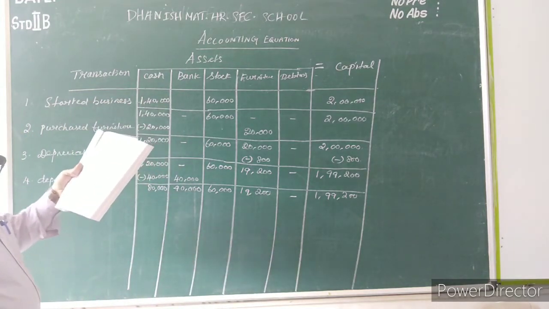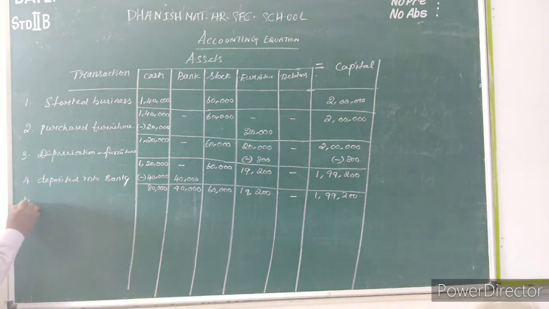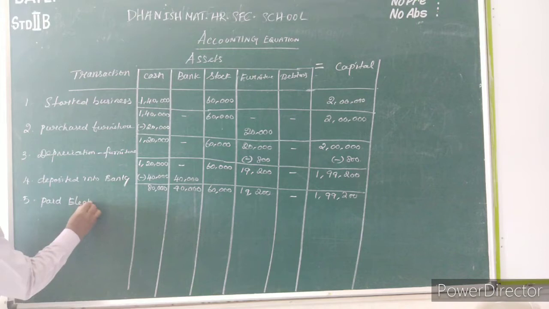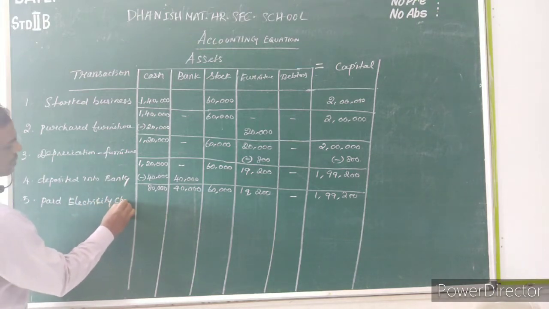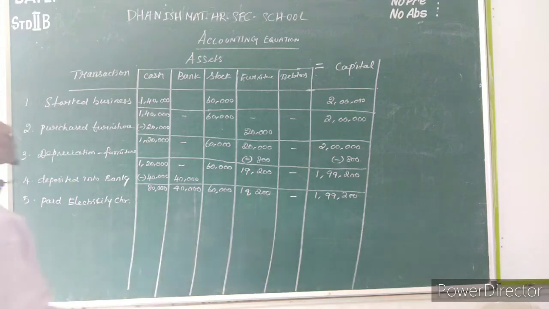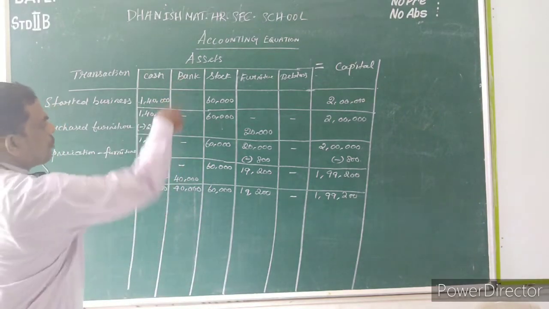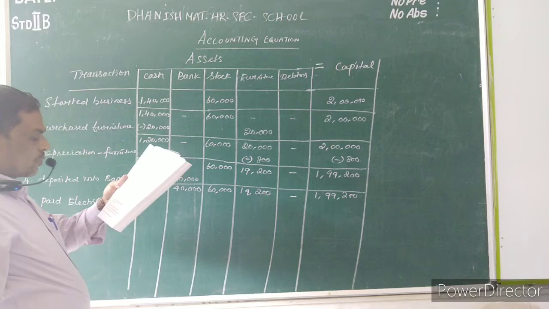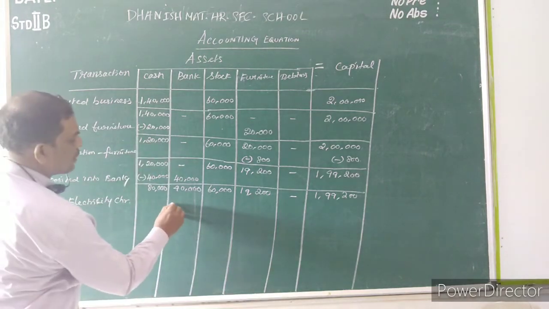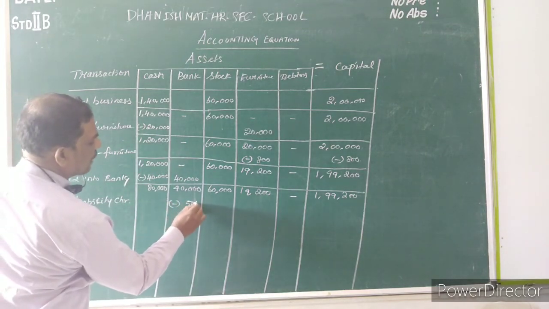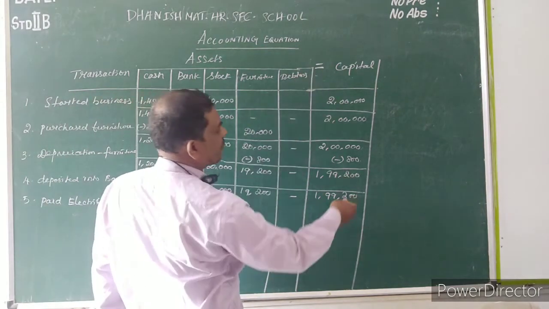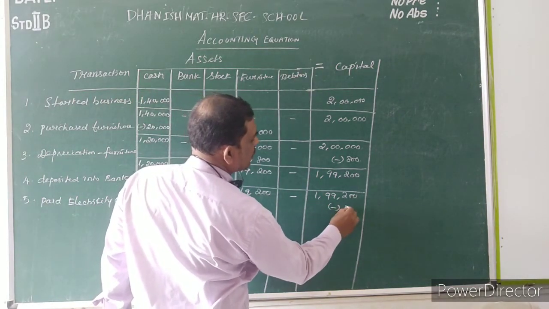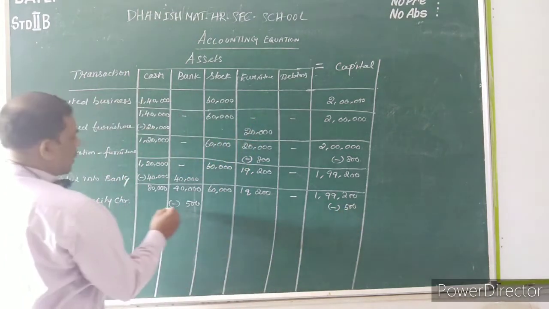Paid electricity charges through net banking. It means you are paying the electricity charges from bank. How much? Rupees 500. So deduct the 500 from the bank. Likewise, any expenses you are paying means it will give an effect on capital only. Here also you have to deduct rupees 500. Okay.